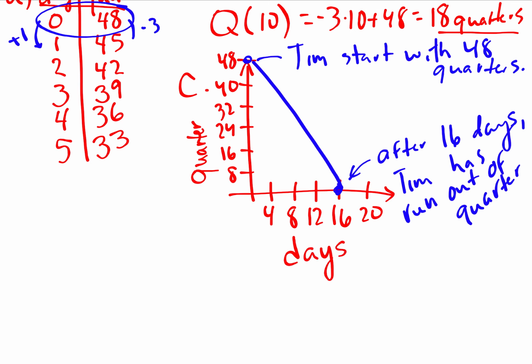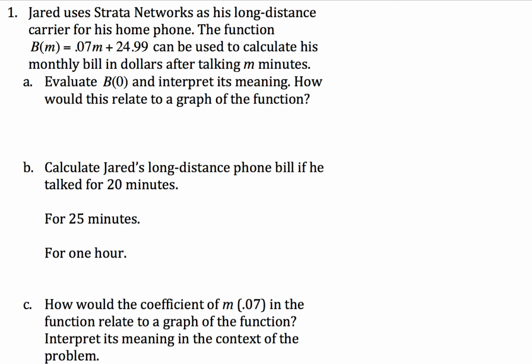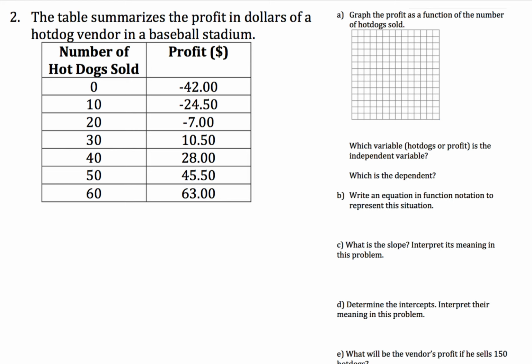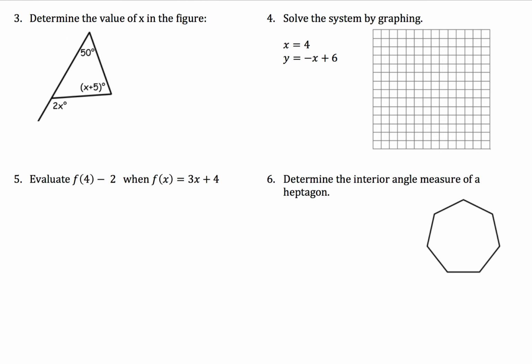Okay. All right, let's take a look at what's on the assignment that goes with this. Number 1 is talking about a long-distance phone bill from Strata Networks, and there's going to be a few questions about that. Number 2 gives you information on hot dog sales at a baseball stadium. You're going to do a graph and answer a few questions about it. And then number 3 is a review of exterior angle theorem from Unit 3. Number 4, you need to graph those and find out where they cross. That's solving the system by graphing.